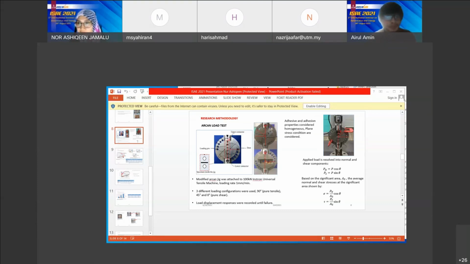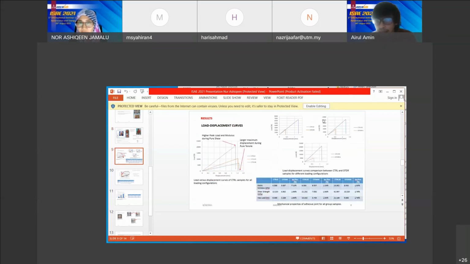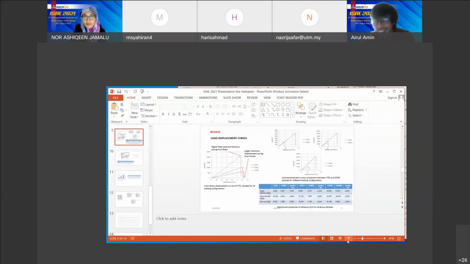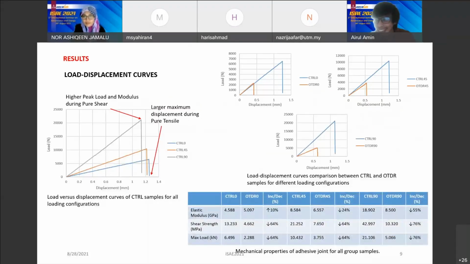I will enable editing, then full screen. Sorry? Enable editing. I think you have to do your presentation again. Open, enable editing and then click. Okay, sorry. Is it okay now? Okay, now okay. Please carry on.